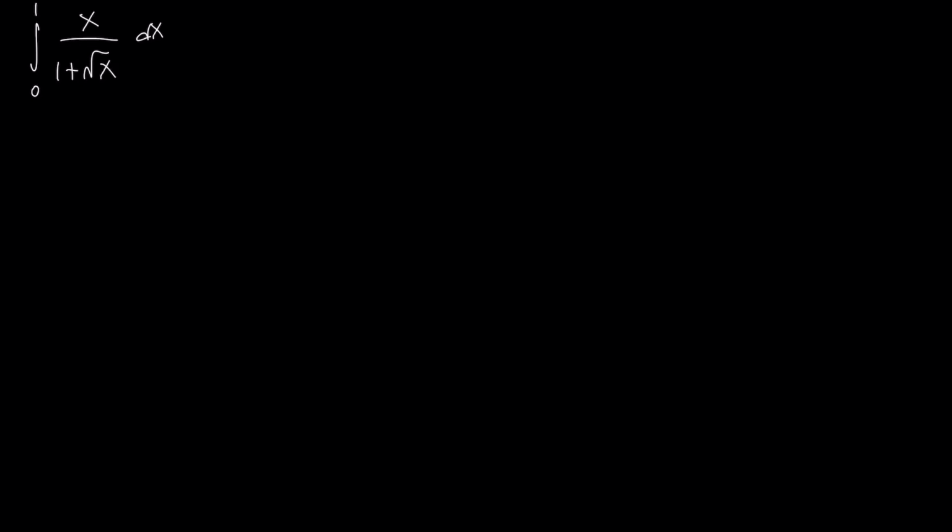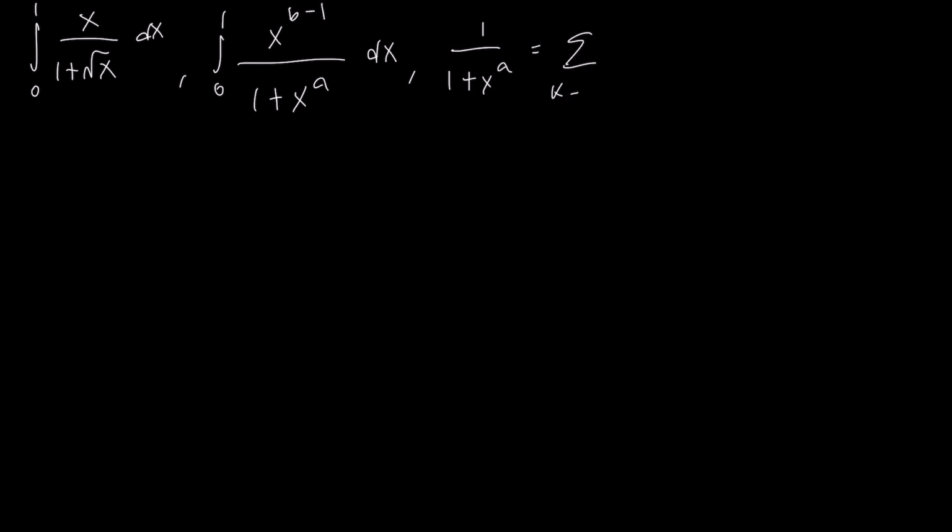Today we'll be doing the integral from 0 to 1 of x divided by 1 plus the square root of x dx. And to start, we will consider the more generalized integral: the integral from 0 to 1 of x to the b minus 1 over 1 plus x to the a dx. And we use the following fact that 1 over 1 plus x to the a is the sum from 0 to infinity of negative 1 to the k x to the ak.